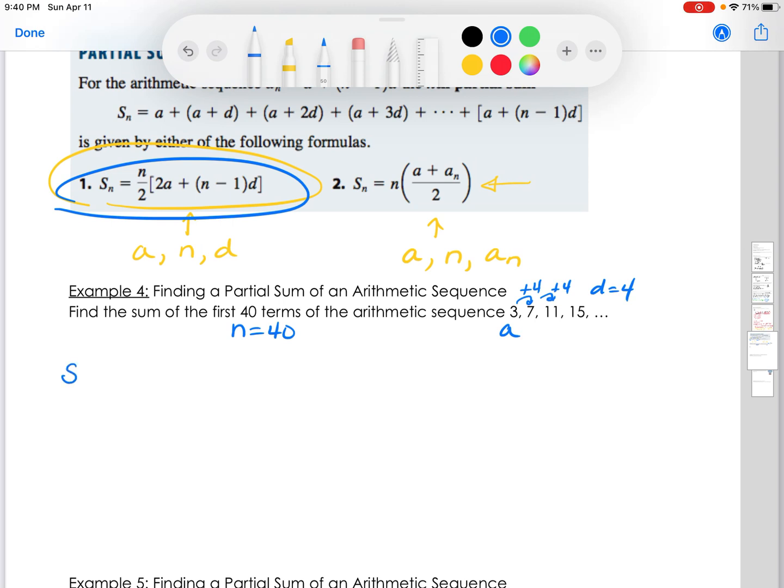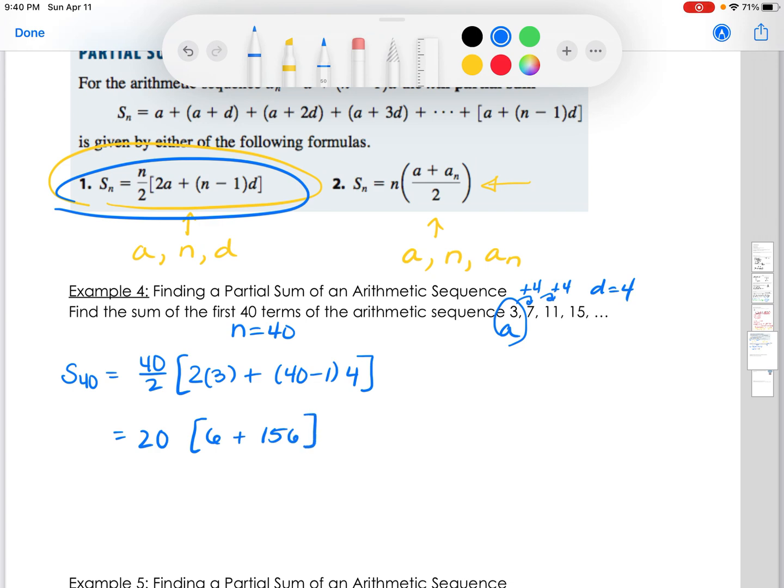So S sub n is equal to, or actually S sub 40, I should say, is equal to 40 over 2. So this is the sum of the first 40 terms. 2 times the first term, which is A, or 3, plus n minus 1. So we want 40 minus 1 times d, which is 4. And now it's just some arithmetic here. When I work this out, this is going to give us, let's see, 20 times 6 plus 39 times 4 is 156. So that's going to give us 3,240. And that's the sum of the first 40 terms in the sequence.